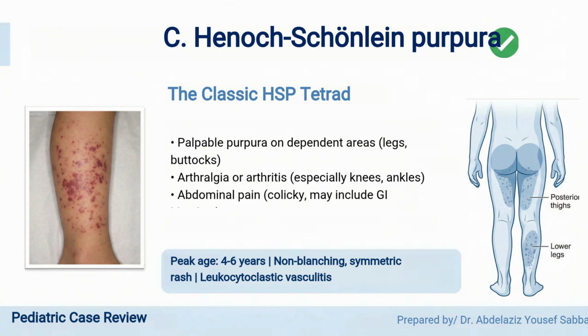First, palpable purpura occurring on dependent areas, particularly the legs and buttocks. Second, arthralgia or arthritis affecting especially the knees and ankles. Third, abdominal pain that is typically colicky and may include gastrointestinal bleeding. Fourth, renal involvement presenting as hematuria and proteinuria. The peak age of presentation is 4 to 6 years. The rash is characteristically non-blanching and symmetric, and the underlying histological process is leukocytoclastic vasculitis.